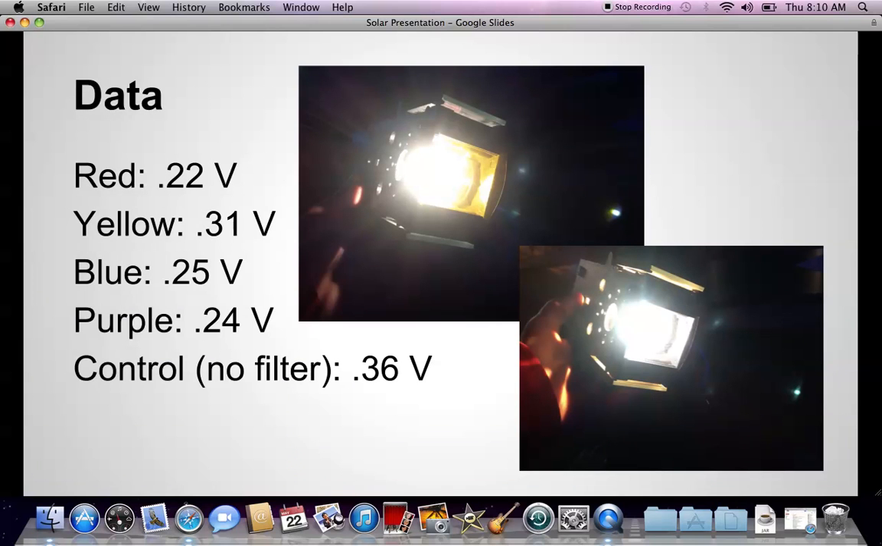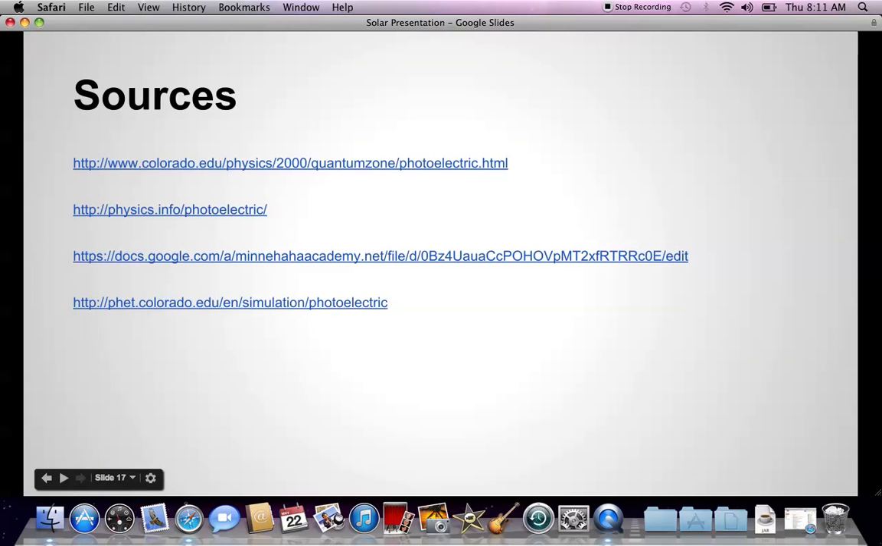Here's our data. You can see with red, it was 0.22 volts, yellow 0.31 volts, blue 0.25 volts, purple 0.24 volts, and then our control, which was just no filter, was 0.36 volts.